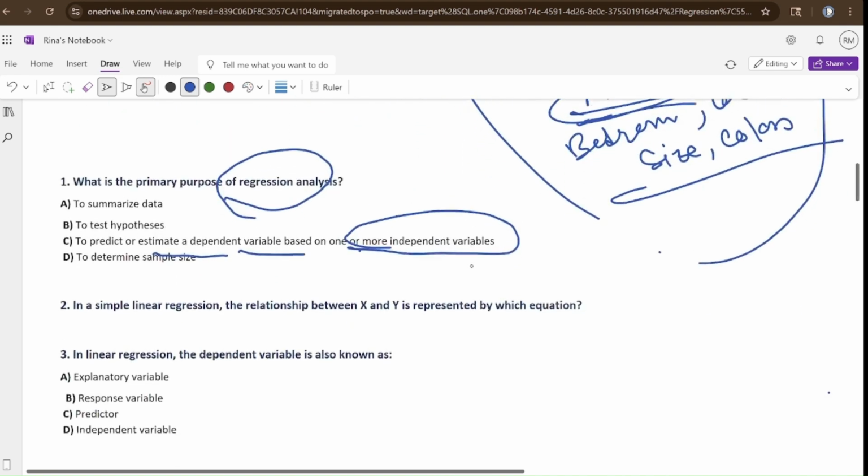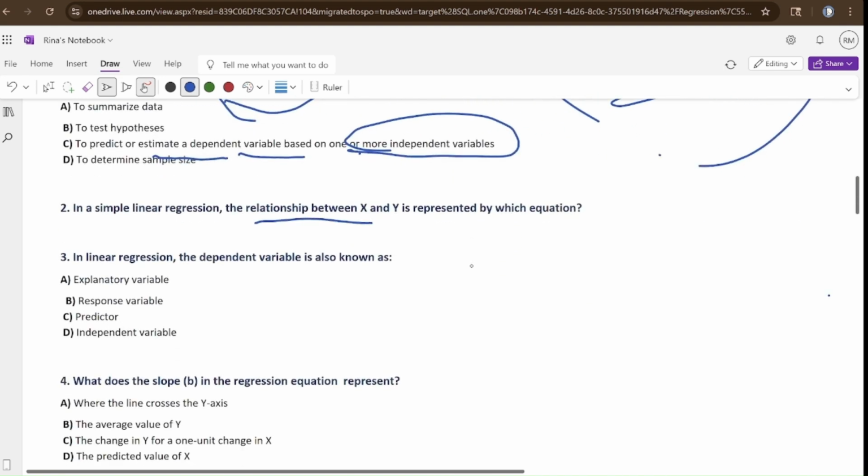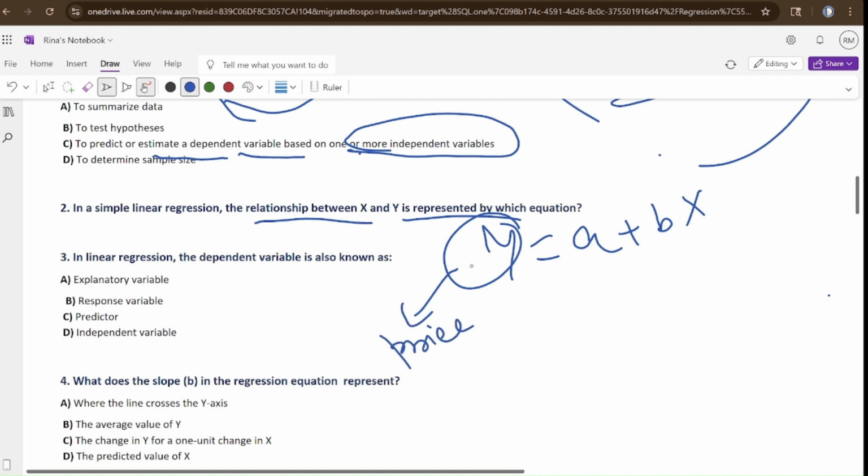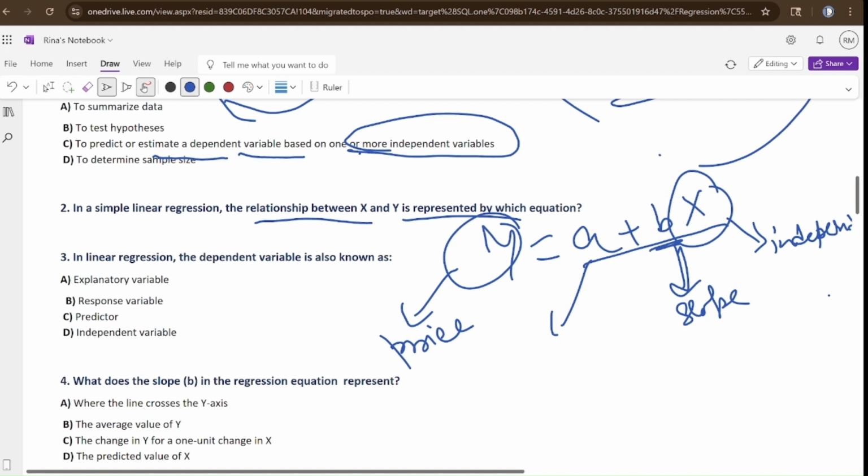Okay. Second question. In simple linear regression, what is the relationship? See, y equals a plus bx. Y is price here, that is dependent on what? On them. X is the independent variable. So x can be anything, like bedrooms, size, anything. Okay. b is the slope here and a is the intercept. Okay. So if I draw it like this, then it will be like this.